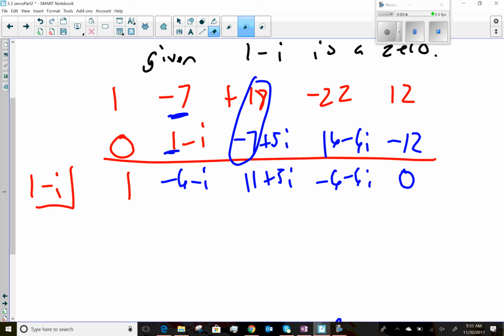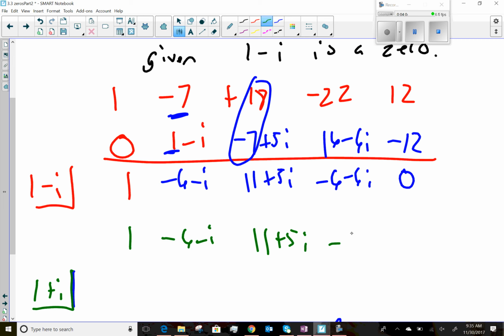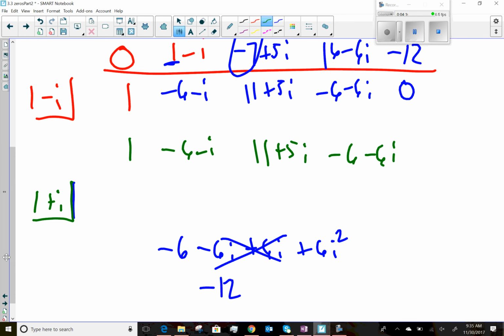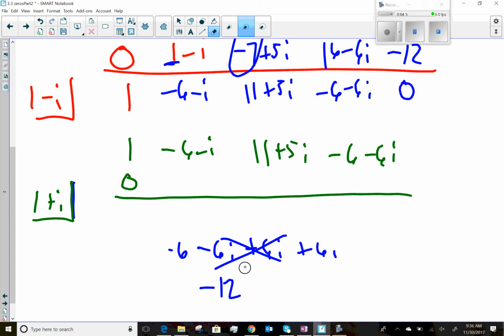Now we can go ahead and start doing it again, because we know if 1 minus i is a solution, that means that 1 plus i, its conjugate, will be a solution. So now I can use these new coefficients, 1, negative 6, negative i, 11 plus 5i, and negative 6 minus 6i as my new coefficients. And then the number that I'm going to throw in is going to be 1 plus i, because I know it's a conjugate, so I know that is also a solution.